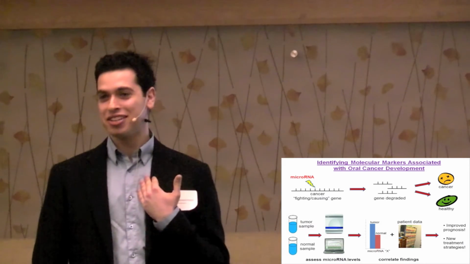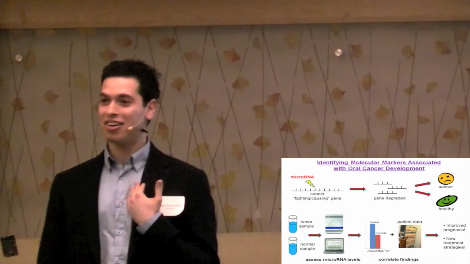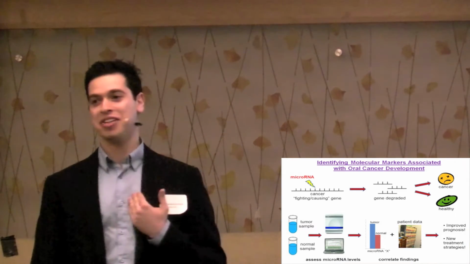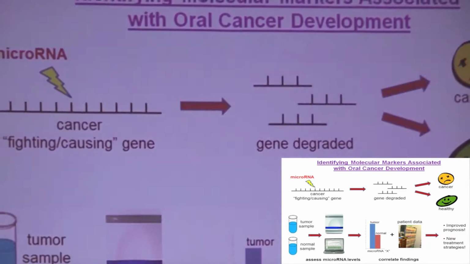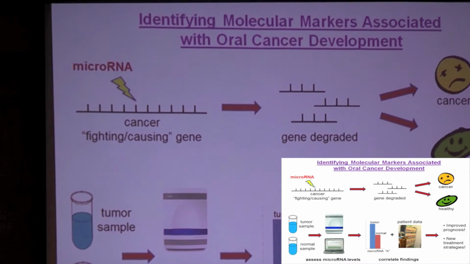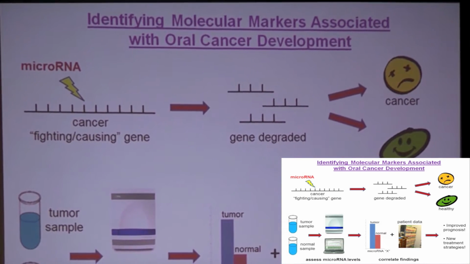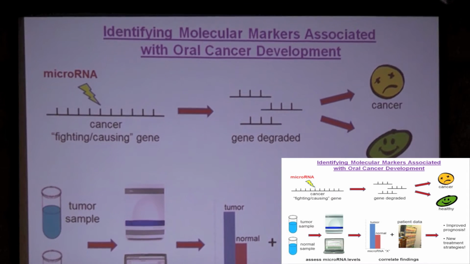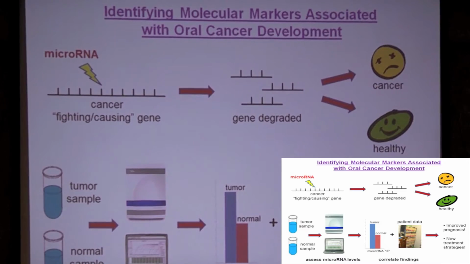I'm especially interested in investigating the roles of small regulatory molecules called microRNAs in the development of oral cancer. As you can see in the slide, these molecules control the expression of various genes that either inhibit or promote cancer progression. So, when certain microRNAs are present at abnormal levels in the cell, their target genes are affected as well, and this can potentially lead to cancer.